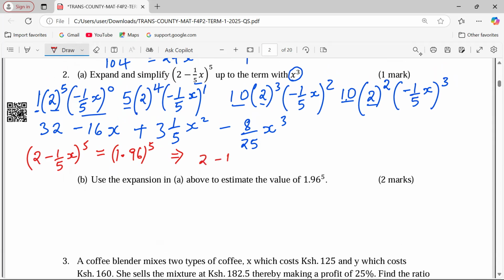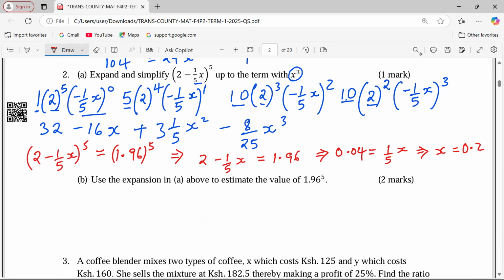So 2 minus a fifth x equals 1.96. We group terms here, and we can have 1 over 5 x becoming positive on the right hand side. Then 2, we minus 1.96. That will be 0.04. So how do we remain with x? By multiplying by 5 through. This gives us exactly 0.2. So the value of x is 0.2.